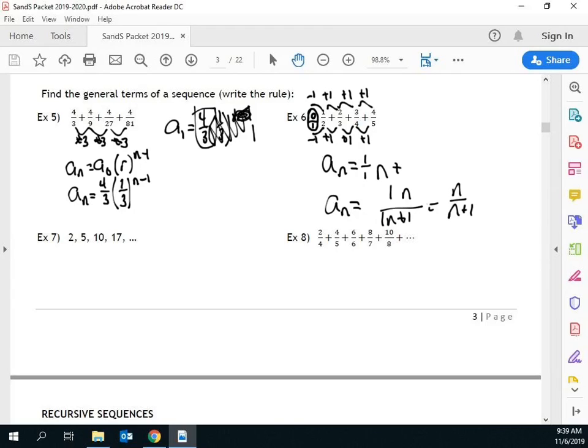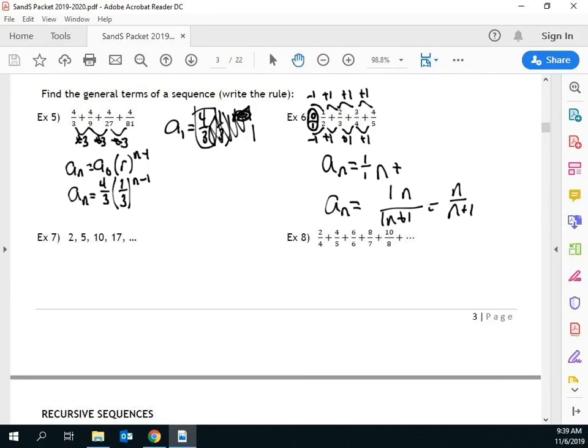I'm trying to use the rate of change at first like we did earlier. However, it didn't work. So guess what? I had to do the advice that I gave you guys, which is treat the top separate than the bottom. That's exactly what we did. The top is just n, the bottom is n plus 1.